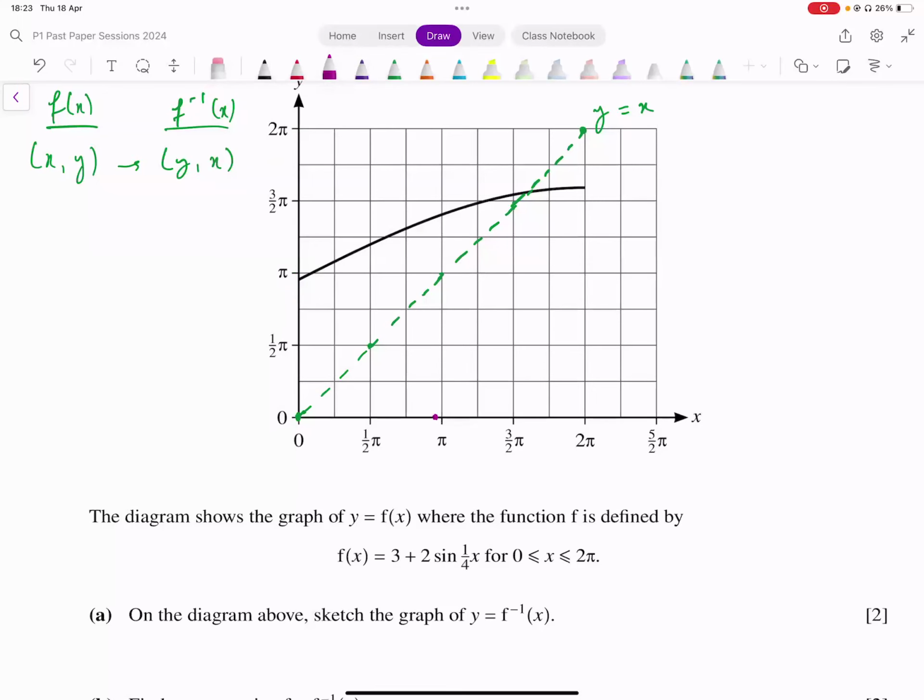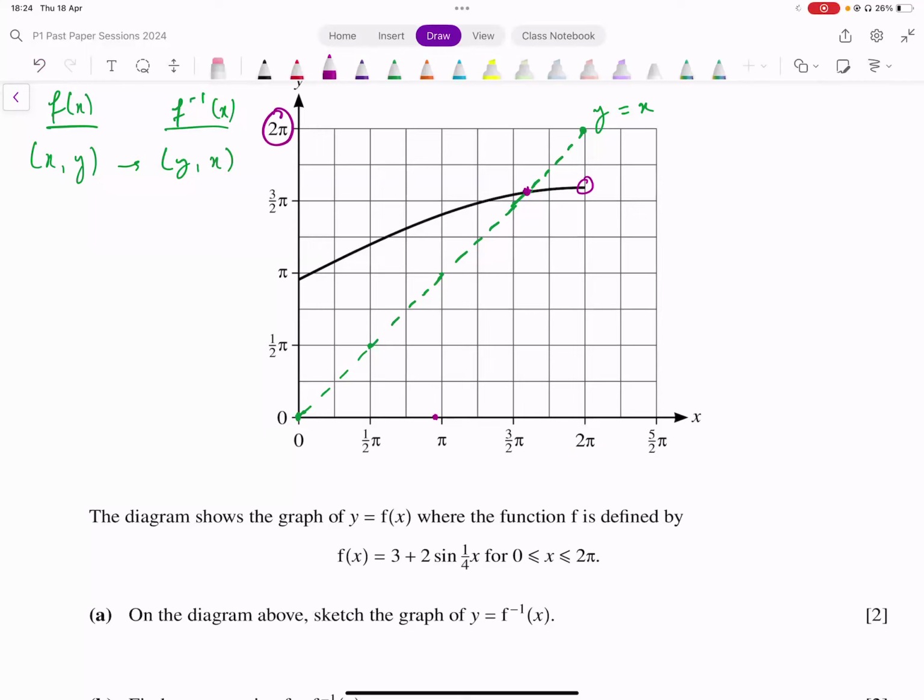Now, what about this point where the graph is meeting the y equals x line? When this point is reflected, the one that lies on the line y equals x, it's going to stay there. So this point is also going to lie on the f inverse function. That's another point that you have. And now that's enough to basically draw a rough shape, but let's actually represent this as well. This is 2 pi here.